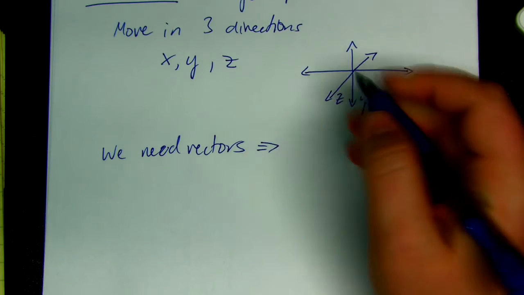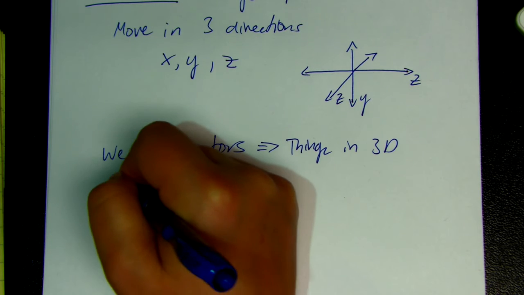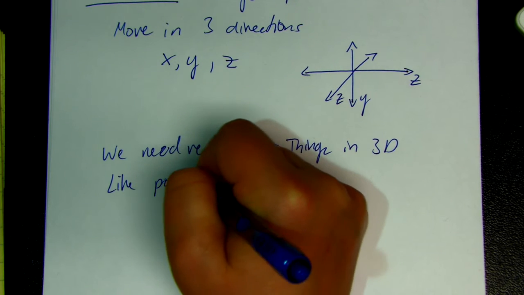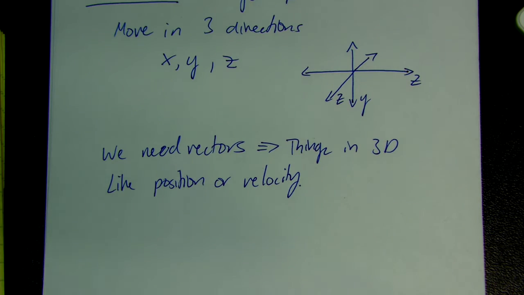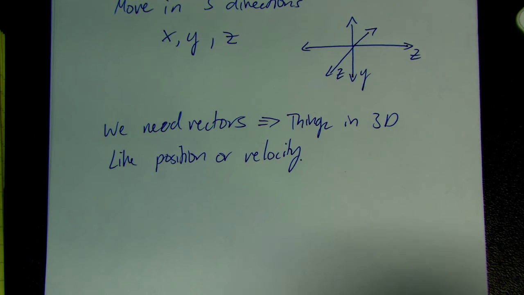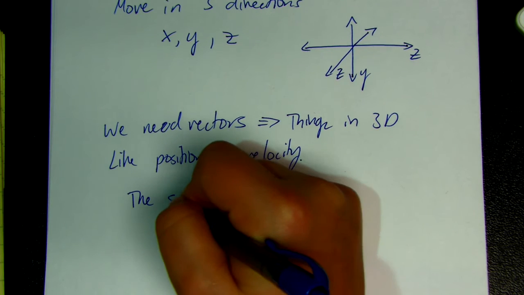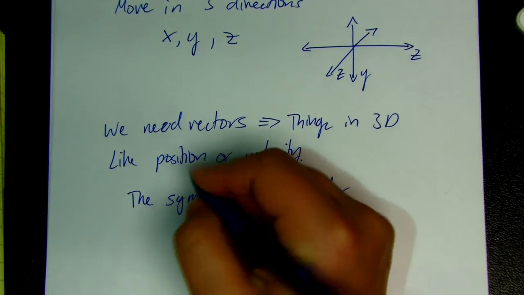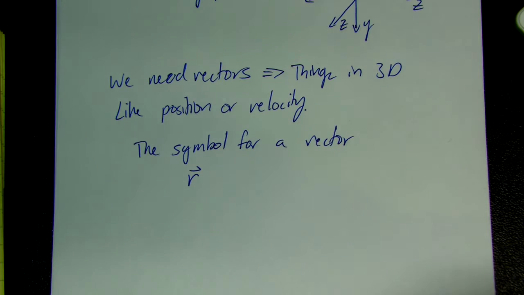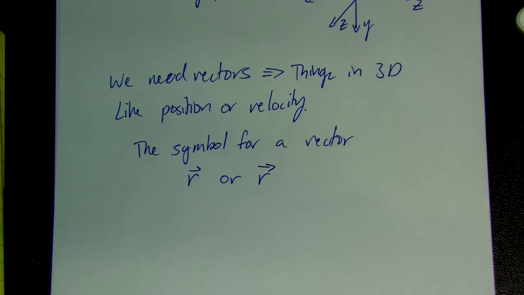So this is things in 3D, like position or velocity. And we can use vectors to describe these interactions resulting from a change in velocity or position. So the symbol for a vector, you'll see this is a vector, or you might also see R with an actual little arrow.